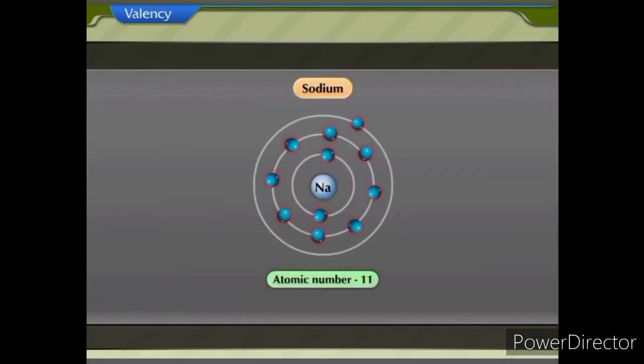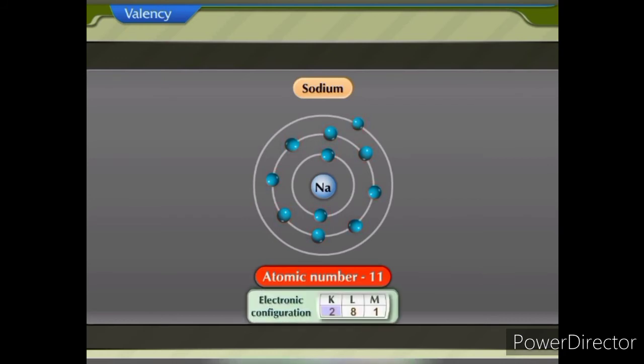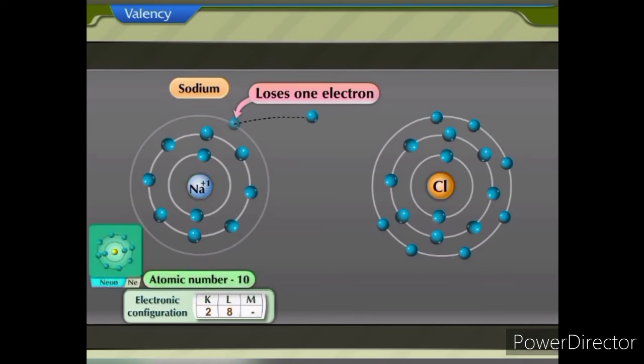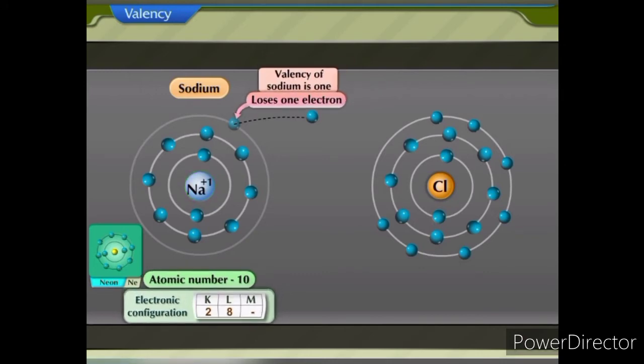Let us study some examples. The atomic number of sodium is 11. So, its electronic configuration is 2, 8 and 1. It has 1 electron in its outermost shell. Sodium atom tends to lose that electron to form a positively charged sodium ion, having an inert gas configuration 2, 8. Since sodium atom loses one electron to achieve the inert gas electronic configuration, the valency of sodium is 1.